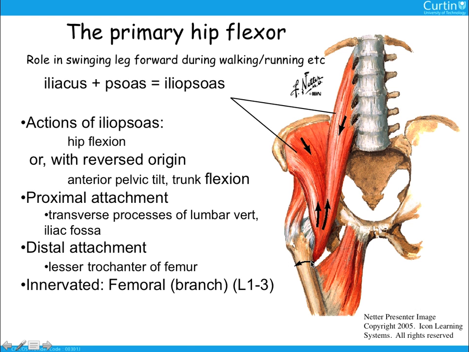Okay, so this is another structure that passes through the subinguinal space, and the distal attachment is on the lesser trochanter. So the actions: if the lower limb is free to move, then it will be a hip flexor, and some would argue an external rotator of the hip as well. But if the femur is stable, so the lower limb is planted on the ground, then it becomes a spinal flexor, a lumbar spine flexor, and lastly, it's innervated by the femoral nerve.